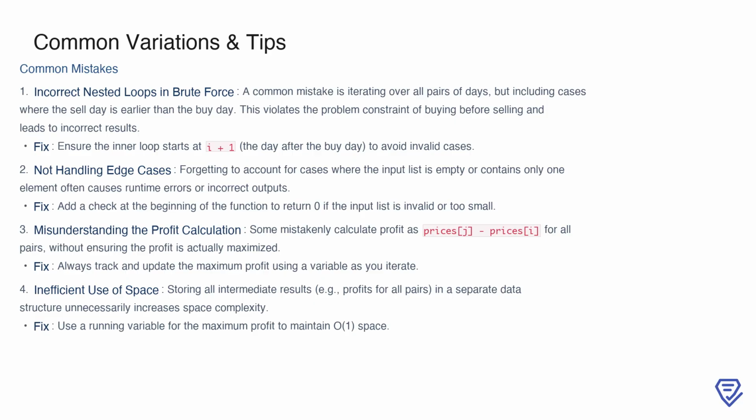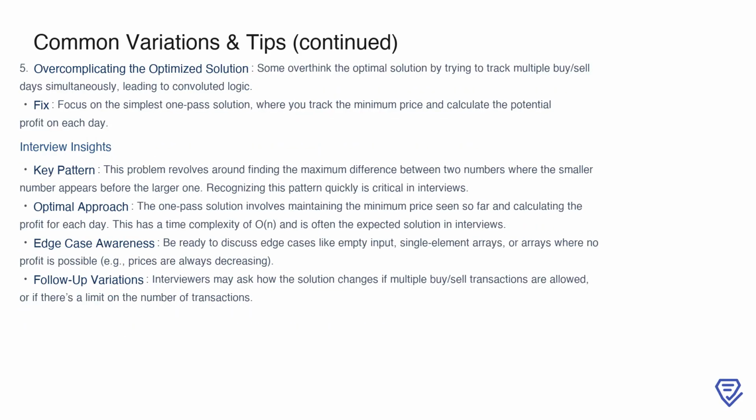Lastly, inefficient use of space can arise if you store intermediate results unnecessarily in an additional data structure. You can avoid this by using a single variable to maintain the running maximum profit, which ensures an O(1) space complexity solution. Overcomplicating the optimized solution is another common challenge.